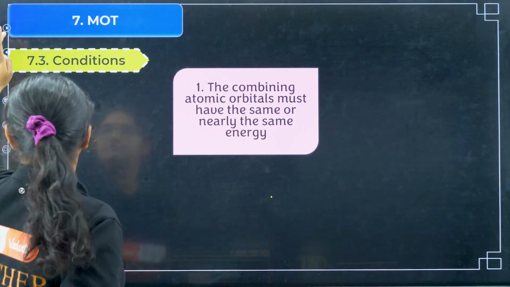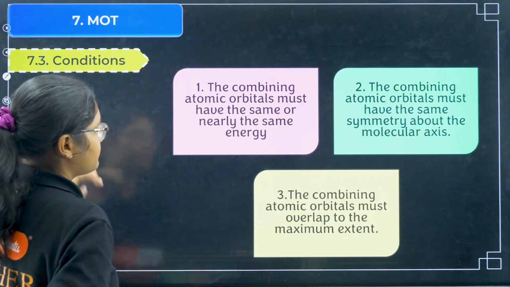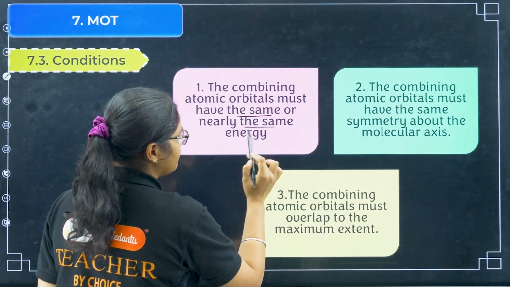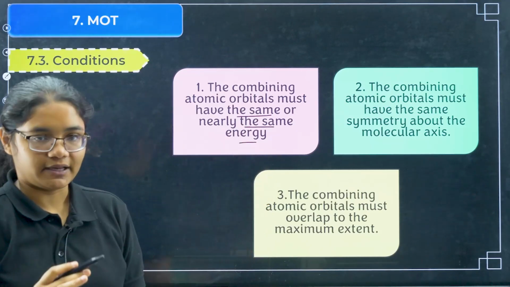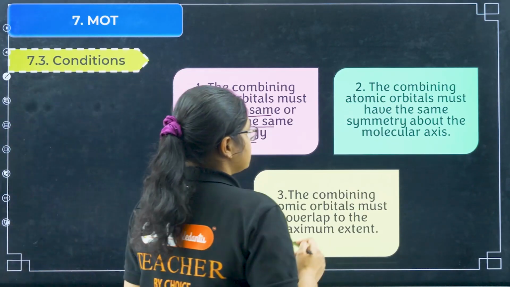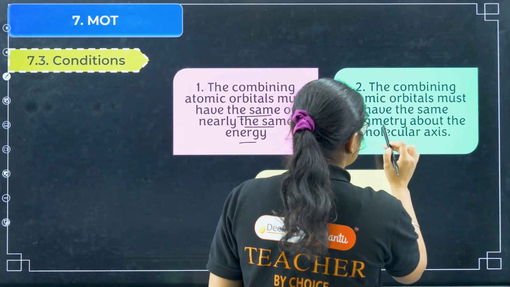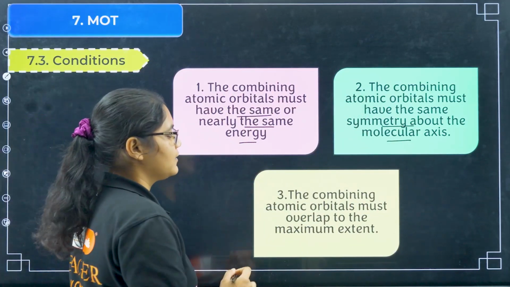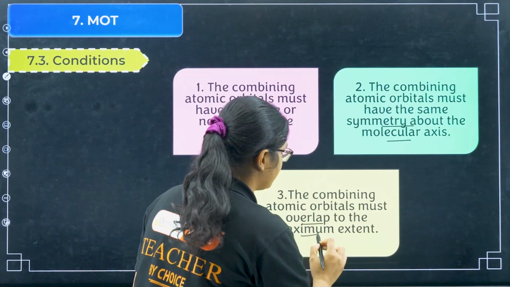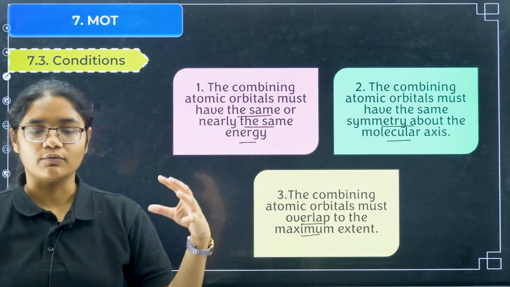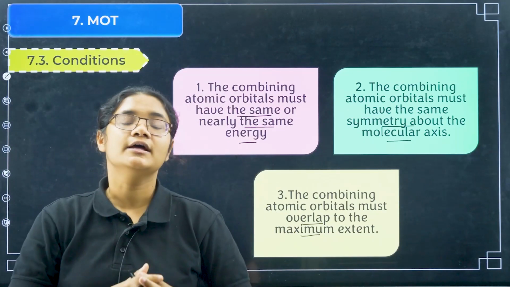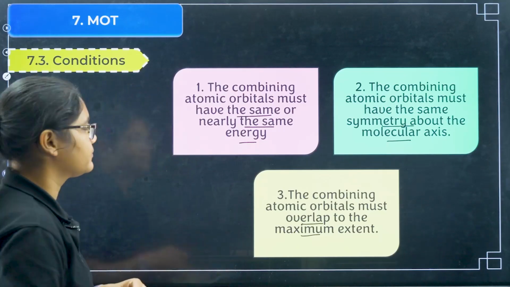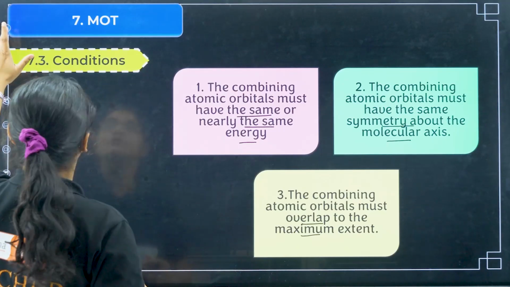Okay. Next, what are some conditions of molecular orbital theory? The combining atomic orbitals must have the same energy or nearly the same energy. Next, the combining atomic orbitals must have the same symmetry about the molecular axis. And then the combining orbitals must overlap to the maximum extent. Okay, the overlapping should take place very well to form your bonding and anti-bonding molecular orbitals.